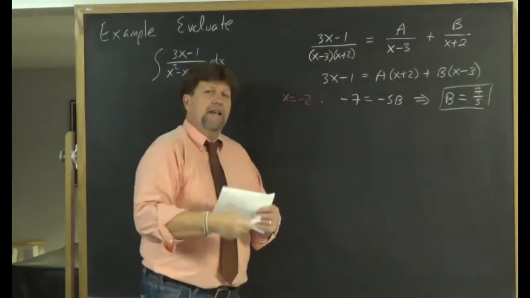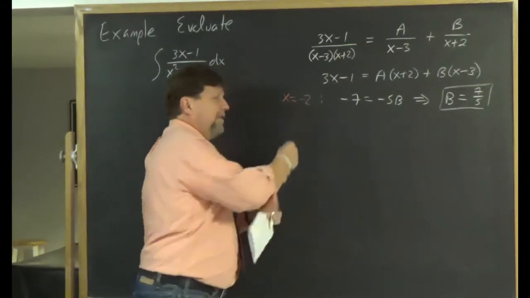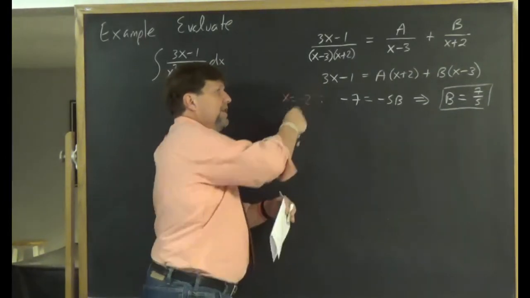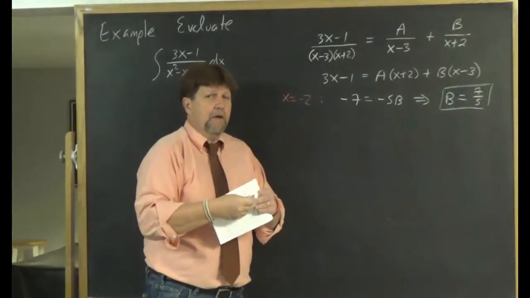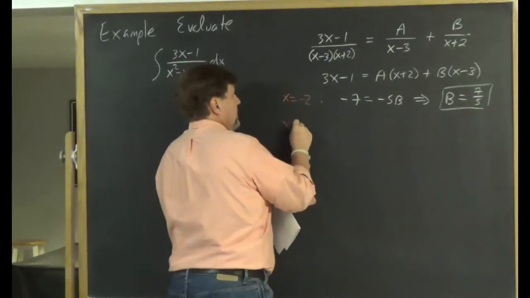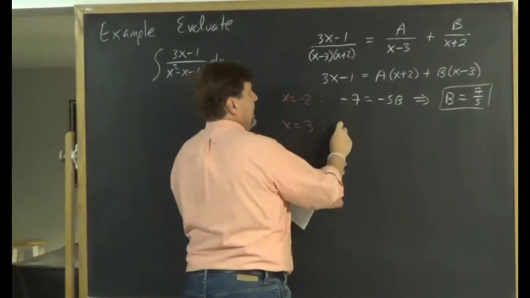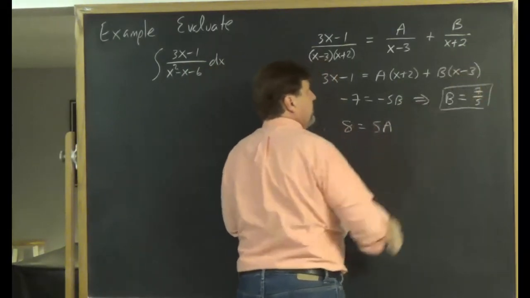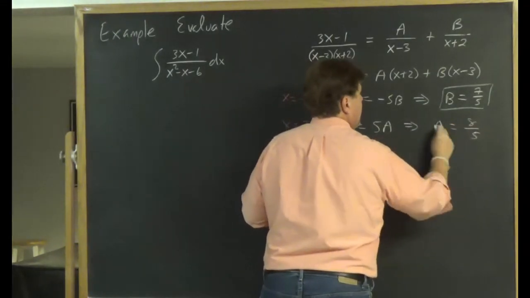I have determined b is 7/5. I still need to determine a. I can pick a different value for x, any value that I want. But I'm going to look back to this equation and see, is there a convenient value of x to pick to maybe make my work a lot easier? And yeah, there is a convenient value of x: x equals 3. If I put 3 in for x, I get 8 equals 5a, and this is 0. So I immediately know that a is 8/5.